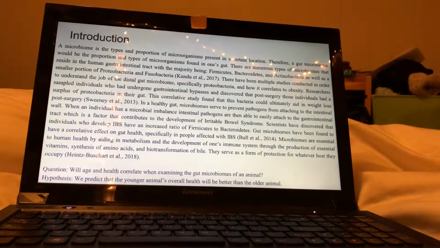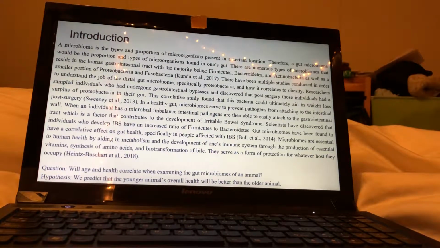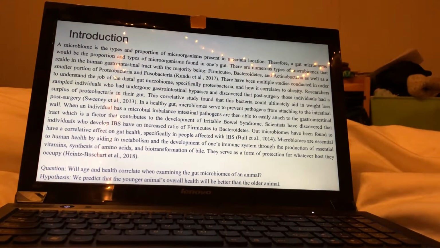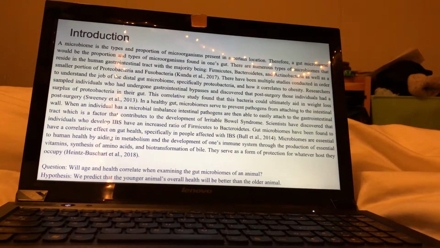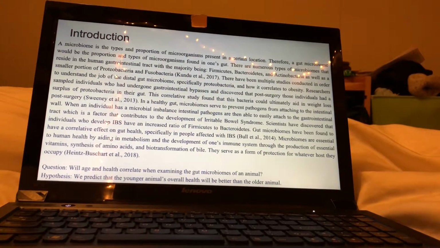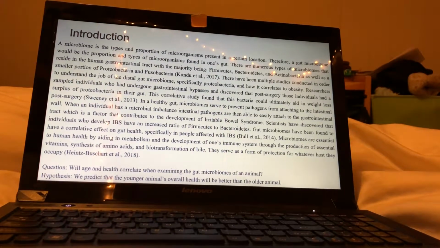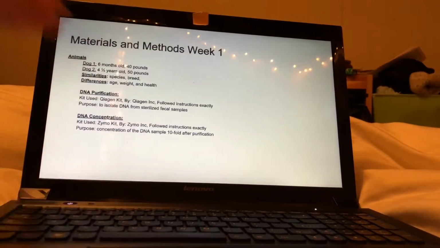There have been numerous correlative studies that have shown the effects that microbiomes have on obesity and one's gut health, how it affects the development of IBS. So our question that we were exploring for this lab was whether or not age and health will correlate when examining the gut microbiomes of an animal. And our hypothesis was that we predicted that the younger animals' overall health will be better than the older animals.